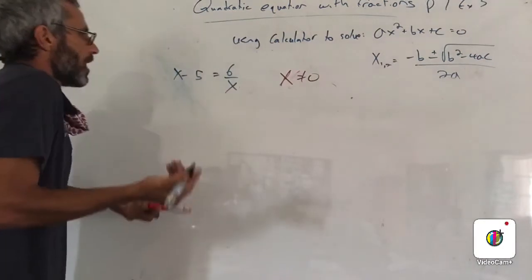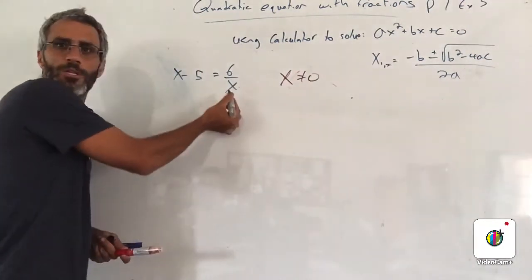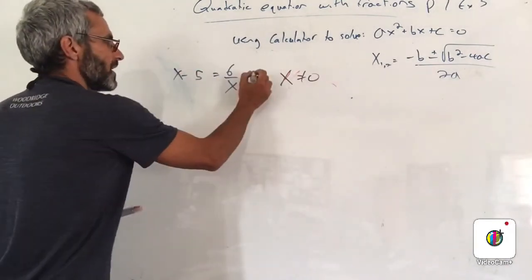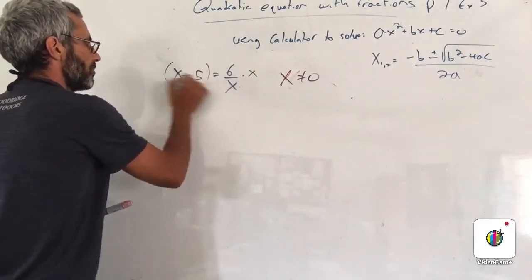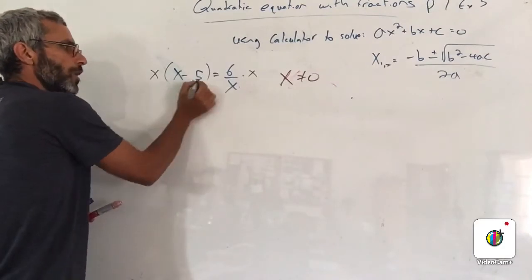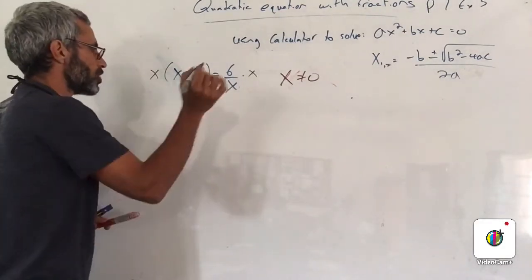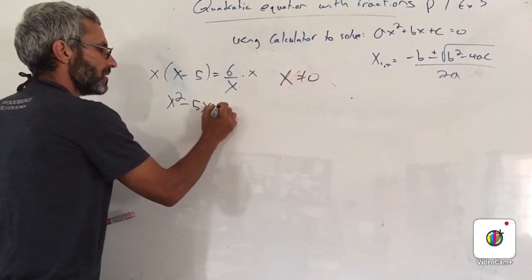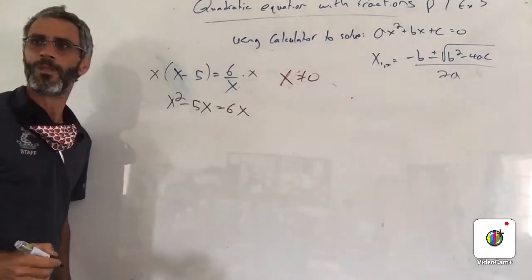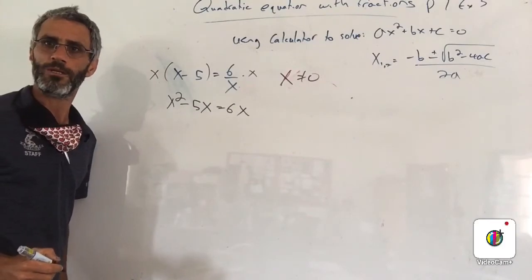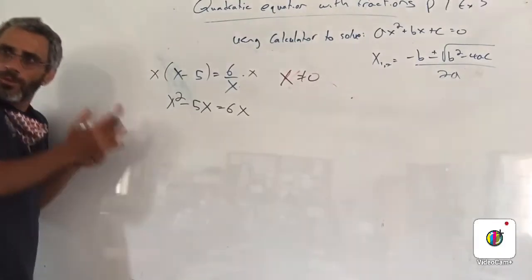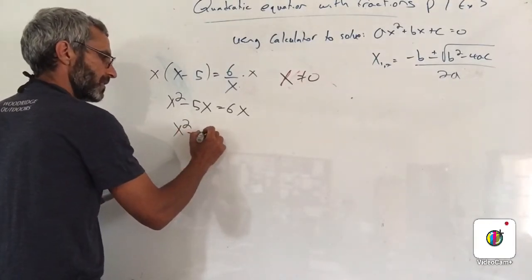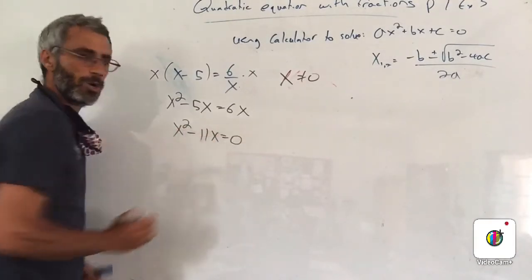Okay, now Simon, how do we get rid of it? No problem. You want to get rid of a denominator, multiply it by it. So we multiply both sides by x. We multiply that by x, we multiply that by x. So we open it. Like Jacques said, we FOIL. x squared minus 5x equals 6x. And then you bring everything to the same side. x squared minus 11x equals 0.